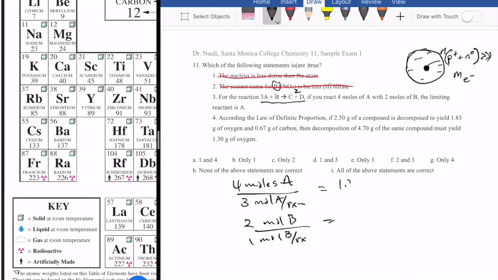Here I got 1.3 roughly reaction. This one I got 2 reaction. So that gives me a smaller number. Smaller number means limiting reactant is A. Okay, so that one is correct. Then let's look at number 4.